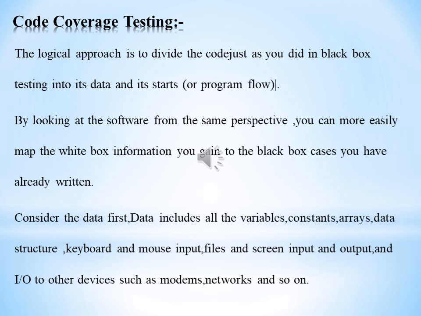The logical approach is to divide the code, just as you did in black box testing, into its data and its program flow. By looking at the software from the same perspective, you can more easily map the white box information you gain to the black box cases you have already written. Consider the data first. Data includes all the variables, constants, arrays, data structures, keyboard and mouse inputs, files and screens, input and output, and other devices such as modems, networks and so on.